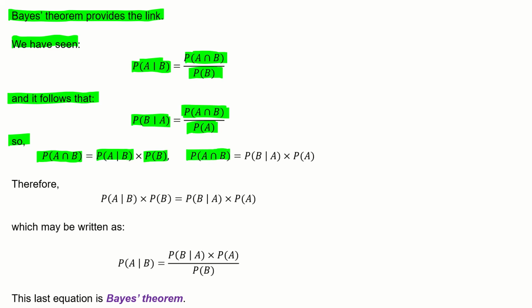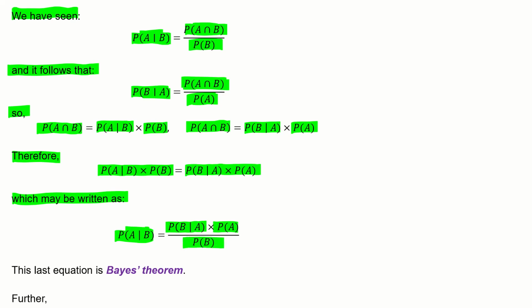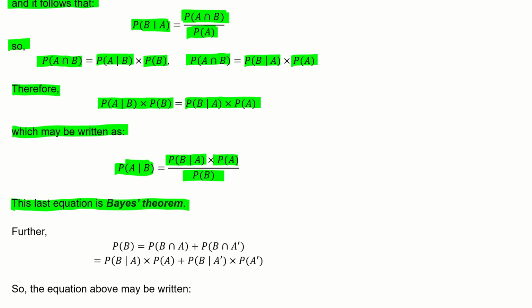And the probability of A and B is also equal to the probability of B given A times the probability of A. Since both of those are equal to the probability of A and B, it follows that they're equal to each other. The probability of A given B times the probability of B is equal to the probability of B given A times the probability of A, which may be written as the probability of A given B is equal to the probability of B given A times the probability of A divided by the probability of B. This last equation is Bayes' theorem.